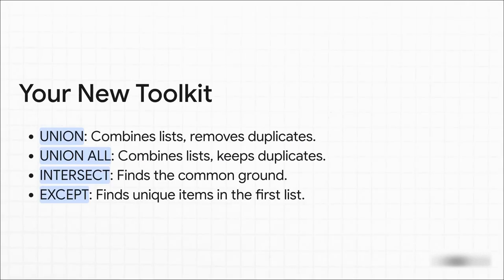So let's do a quick recap. You've basically just added 4 awesome and really logical tools to your SQL toolkit. You've got Union for combining lists and ditching duplicates, Union All to combine everything and keep the duplicates, Intersect to find that crucial common ground, and Except to cleanly find what's unique from one list's perspective.